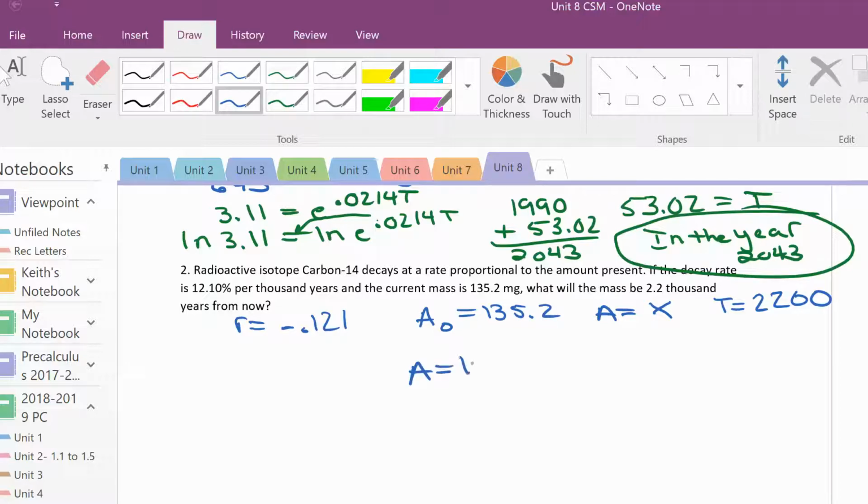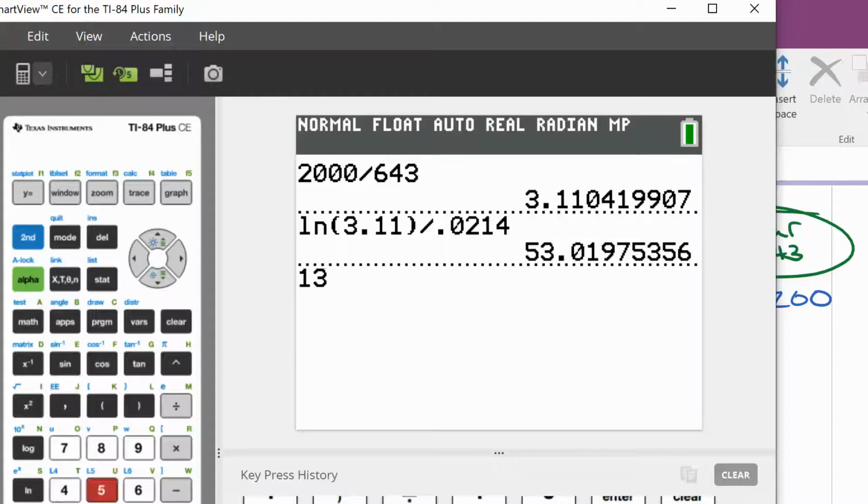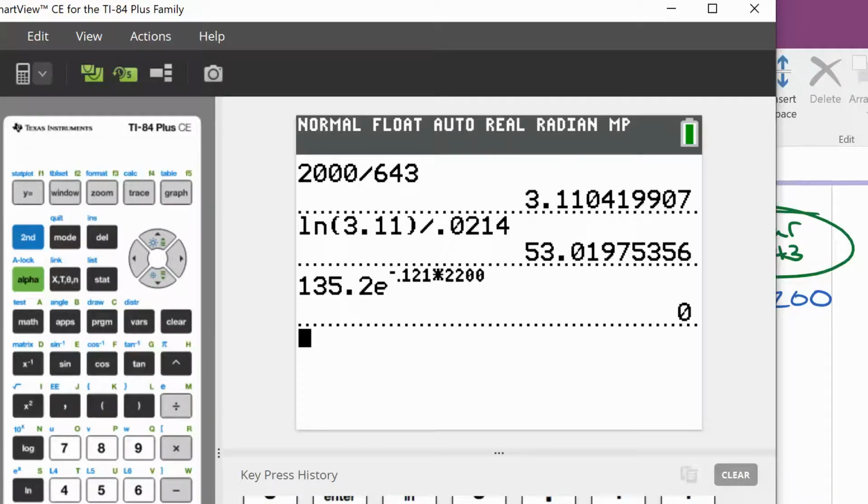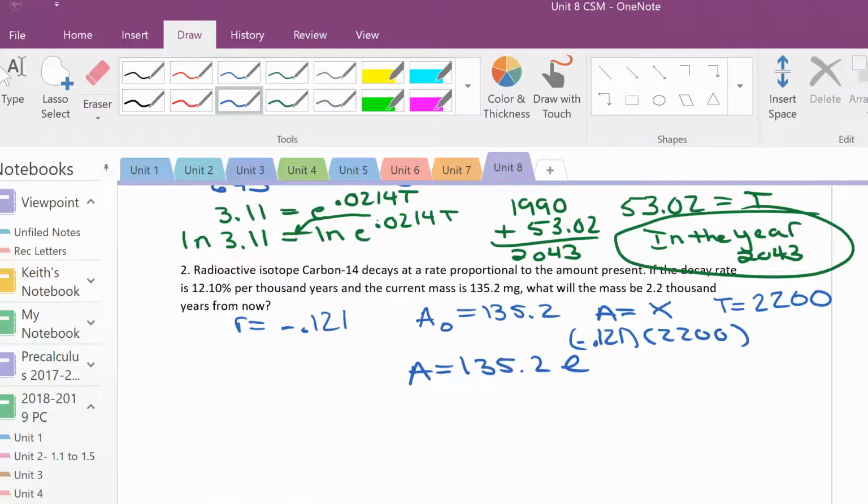So if you set it up, saying A equals 135.2 e to the negative 0.121 times 2,200, and just substitute that in your calculator. Second function e, because second function ln gives you e, negative 0.121 times 2,200 and you get 0. That means that it will have decayed to 0.